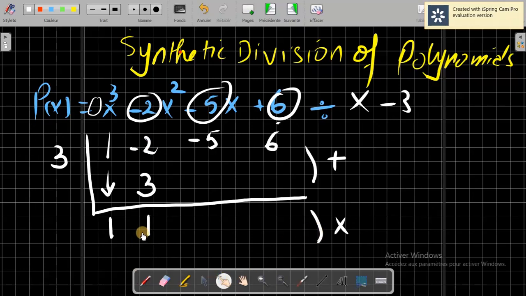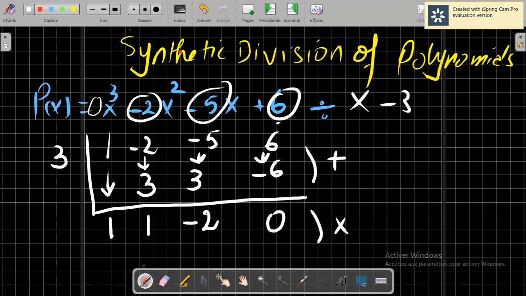Then again, I proceed outside the line. I multiply 1 by 3, which is equal to 3, and I write it here. Then again, I proceed vertically and add 3 to -5, which is equal to -2. Then outside the lines with multiplication, I multiply -2 by 3, which is -6, and I write it right here. Then vertically, I add these numbers: -6 plus 6 is equal to 0. I write 0 here.